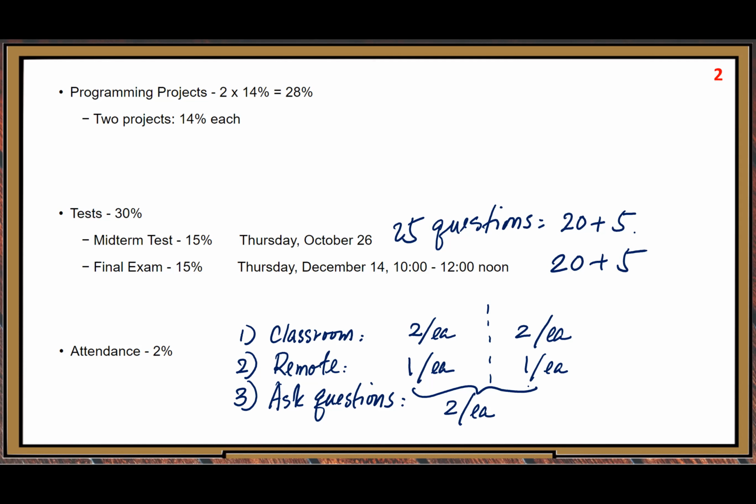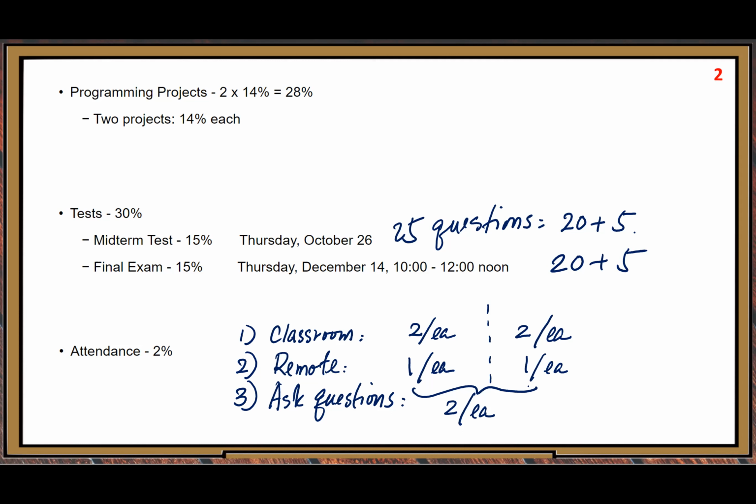In order to reduce the pressure, since you need to find a good, appropriate question, I only ask you to ask 1 question. You can earn 2 points, and adding up, you get 4 points. You cannot earn more than 4 points, but you can ask more questions. When you ask more questions, I will answer.